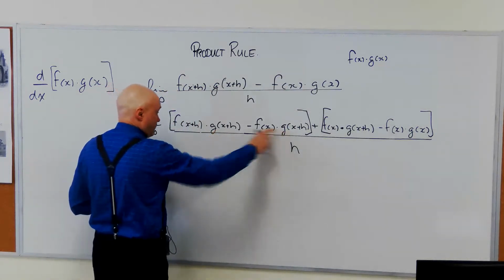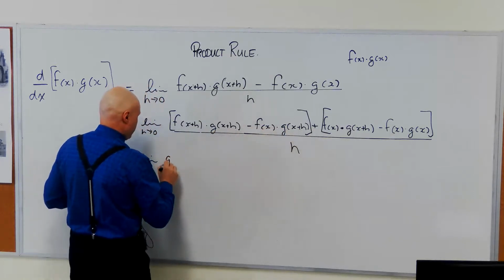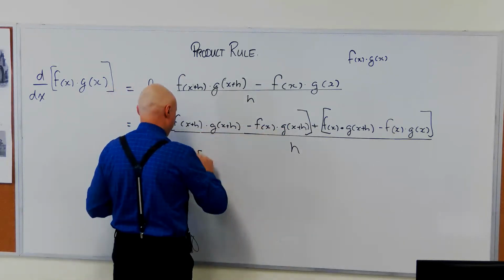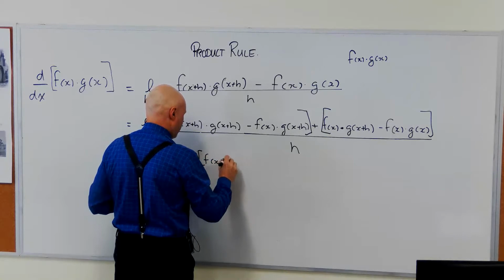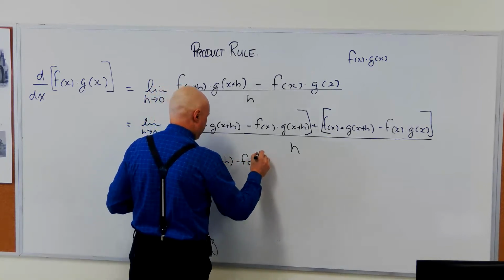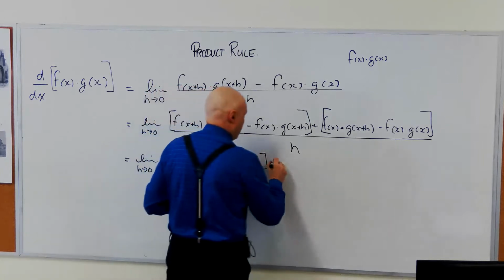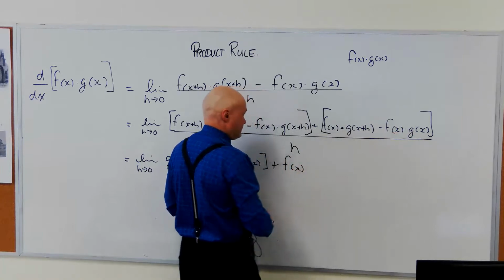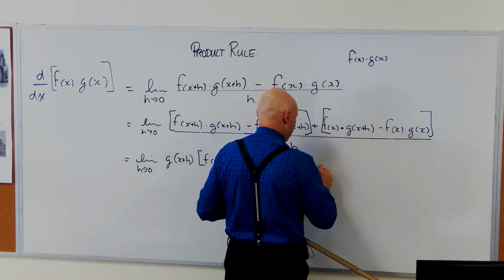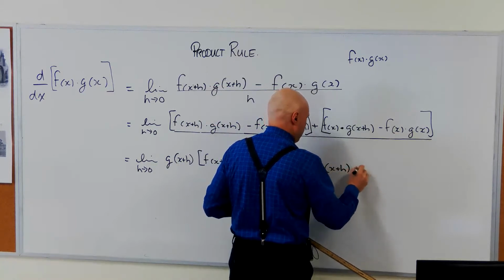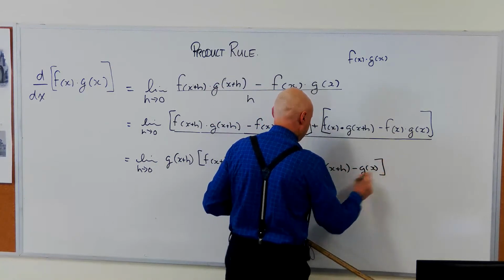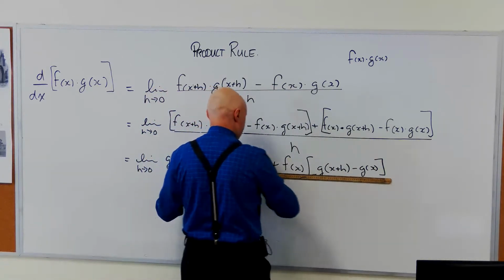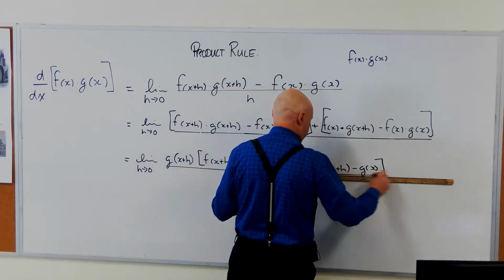Okay, so I'm going to common factor out a g at x plus h out of this group right here. Ooh, and look what's left inside. F at x plus h minus f at x. Okay. Now in this, I am going to factor out an f at x. And look at what's left over. G at x plus h minus g at x. Okay. Big long line up here. This whole thing is still being divided by h.